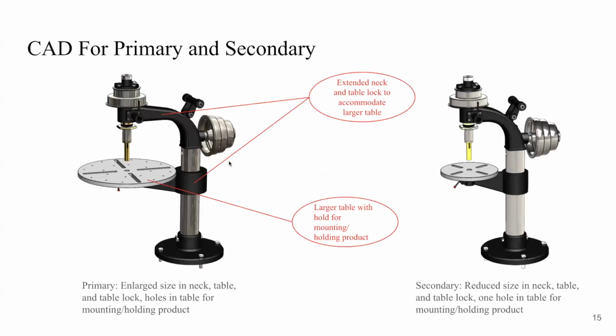As we can see in these 2 figures of the CAD for the primary and secondary customers, the primary customers has a drill press with an enlarged size in the neck, table, and table lock, and additional holes in the table for mounting and holding product. In the secondary CAD file, you can see a reduced size in the neck, table, and table lock, and only 1 hole in the table for mounting and holding the product.